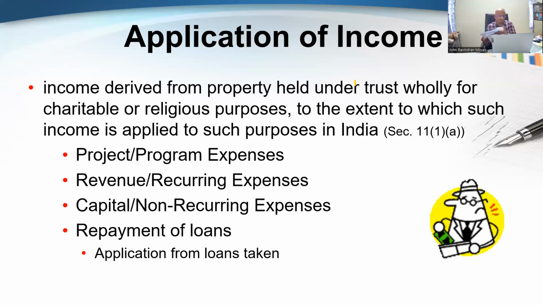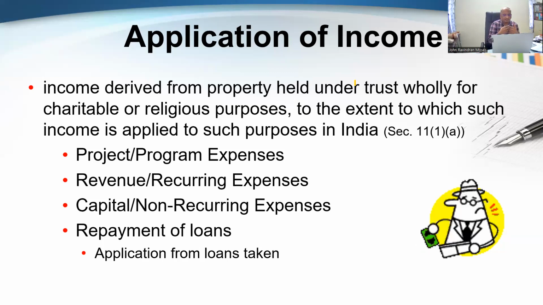When we talk about arriving at net income or net profit from an activity, what we do is take the income and deduct the expenses connected with earning that income, and then we arrive at the net income. Whereas for a charitable organization, we don't have the concept of expenses to earn income. What we have is applying the income towards the objects of the organization.